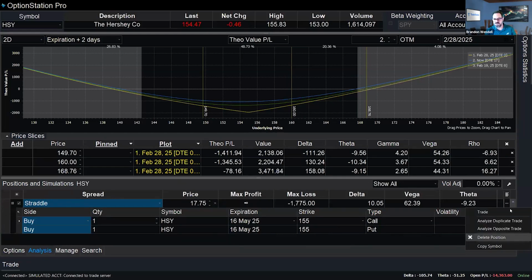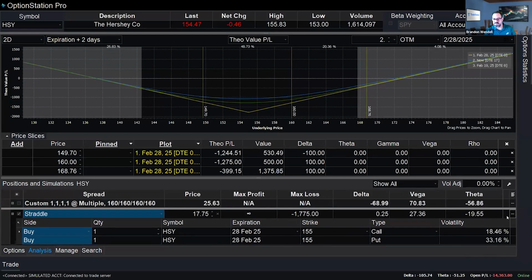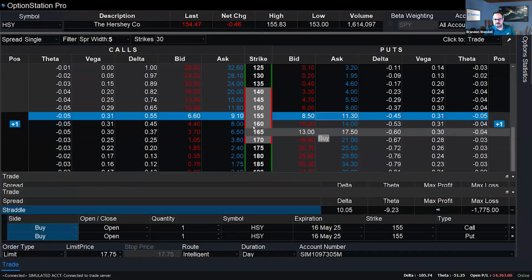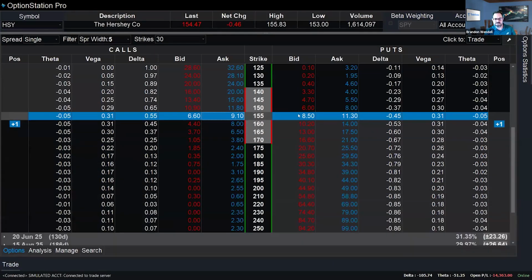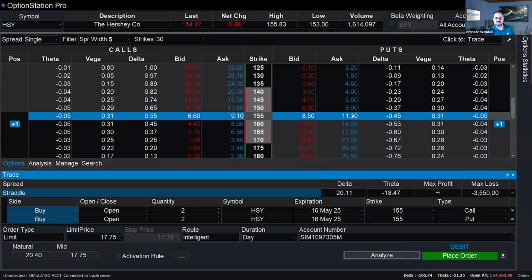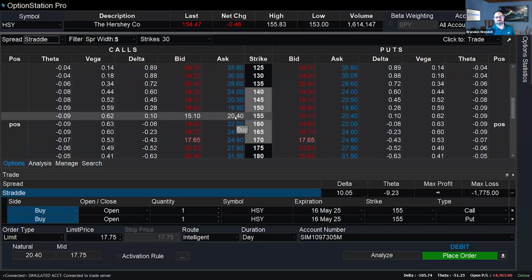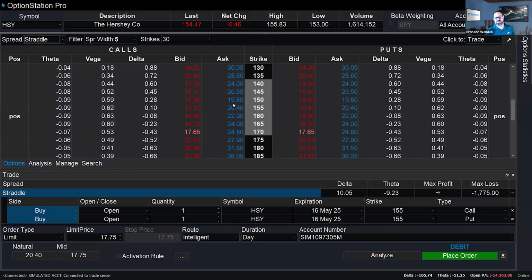All right, let's clean this up. Okay, there we go. And just do it one more time. 155. I already have the 160s anyway. And 155. Oh, did two now. Put it back. There we go. So just buying one of each. By the way, you can build this easily right here, just by clicking on the spread and choosing the right one. So we're doing a straddle, and you just click on the ask to buy 155 and we put in the position.